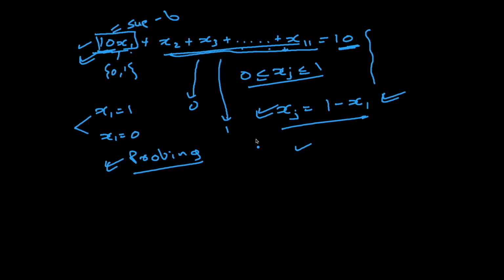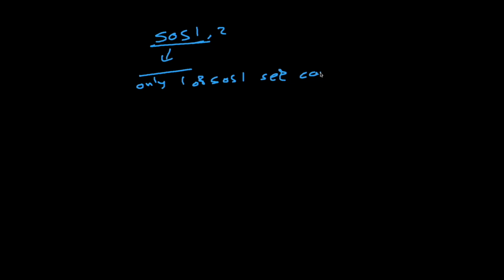Okay, so that's the preprocessor, and there is one more. It's called SOS reductions. There are 2 types of SOS constraint. SOS1 is basically that exactly one variable of a set can take a non-zero value. Only one variable of an SOS1 set can be not equal to 0, right?